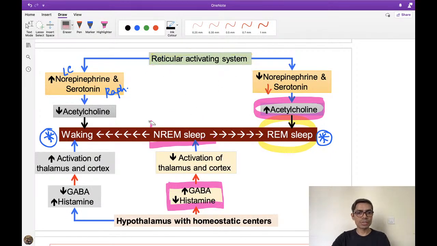I hope everybody understood this thing. Now tell me whether you understood or not. You have to remember this neurotransmitter theory.